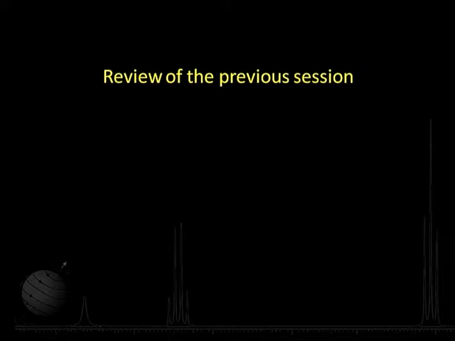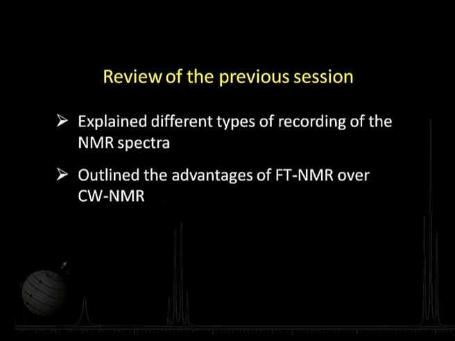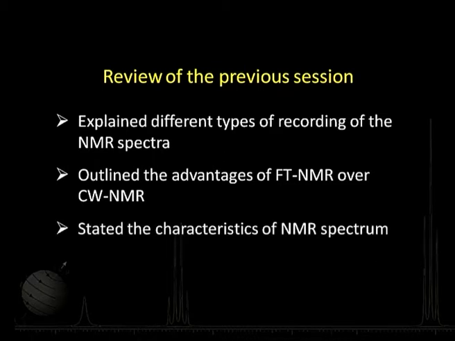In the previous session we basically explained different types of recordings of NMR spectra. There are different ways of recording NMR spectra. We talked about the continuous wave NMR spectra and also the FT-NMR. Thereafter we outlined the advantages of FT-NMR over CW-NMR, that is, continuous wave NMR spectroscopy. Then we stated the characteristics of the NMR spectrum, and we explained one of the characteristics, chemical shift, and from there we are trying to build up what we are going to do in today's session.